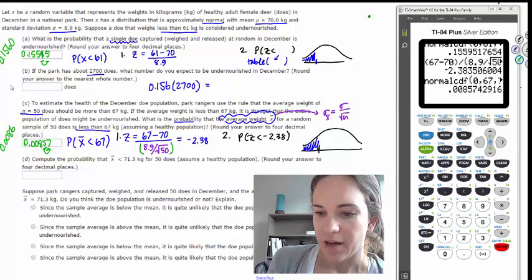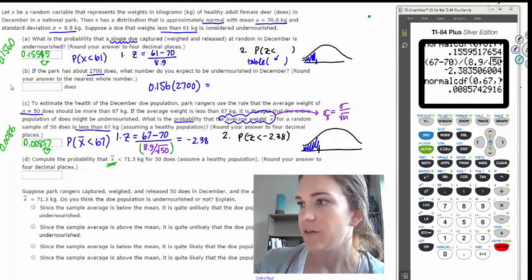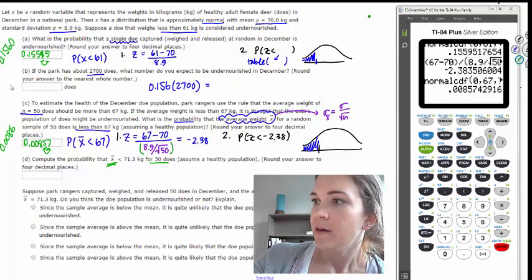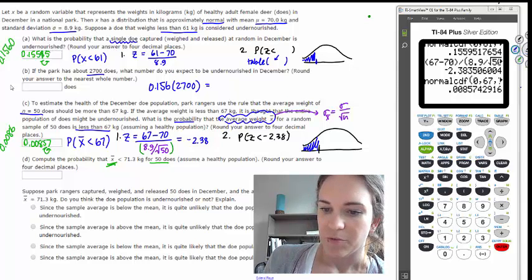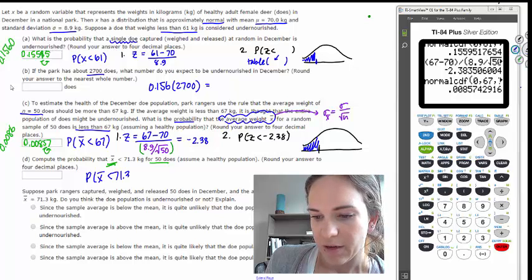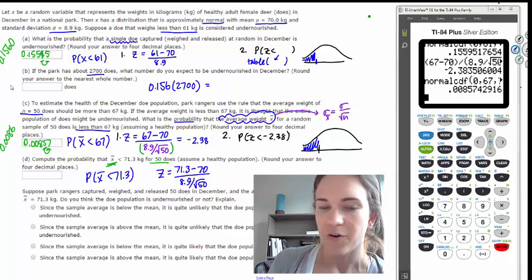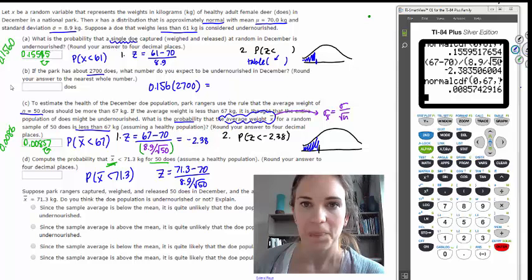If you want to compute the probability that X bar is less than 71.3, we do the same thing, still 50 does. So now we make the same assumption as before, but now the probability that X bar is less than 71.3. Z would be 71.3 minus the mean of 70 divided by 8.9 divided by the square root of 50, or we can do it again in the calculator. If you have more questions, just let me know.